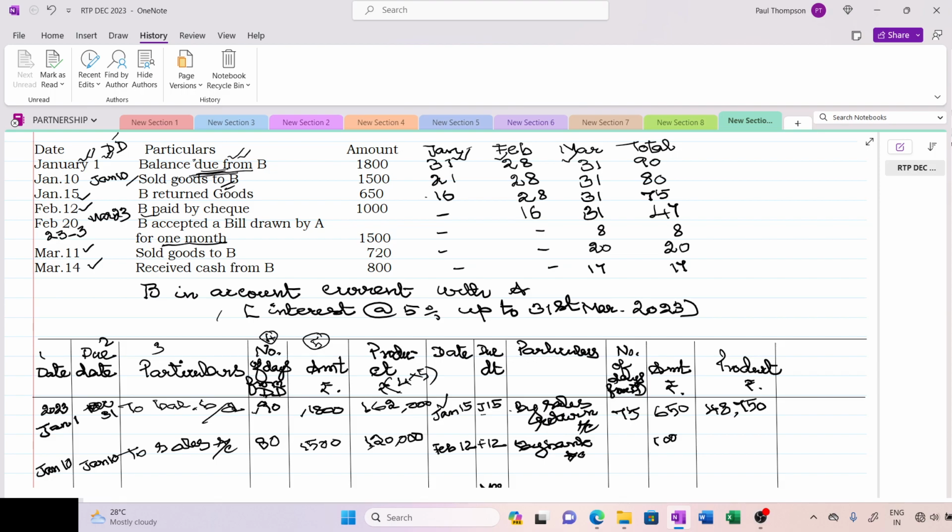The due date is February 12. No due date given means take the date as due date. So February 12. So from February 12, only 16 days were left plus March 31. The total days comes to 47. Now the product is 47,000. Very, very easy. Okay. So moving on to the next one.